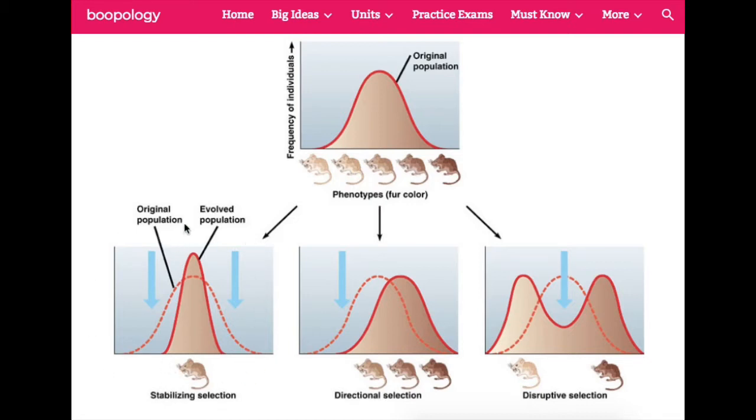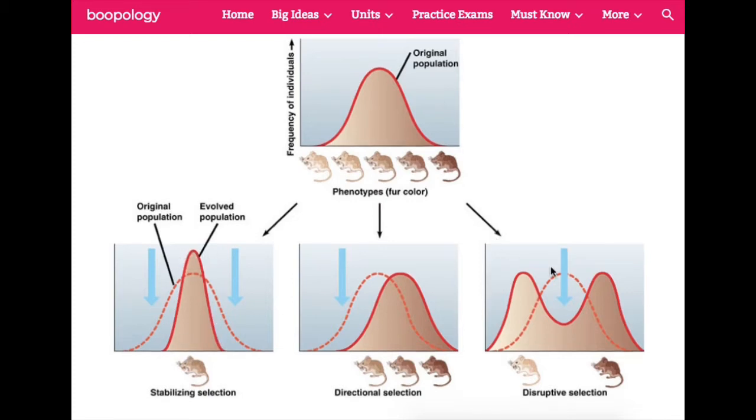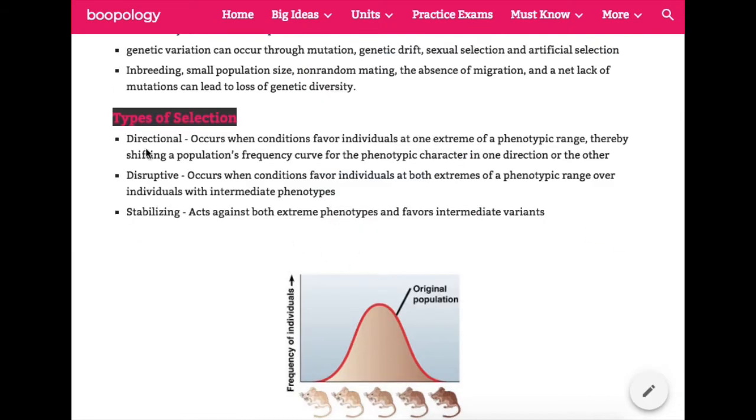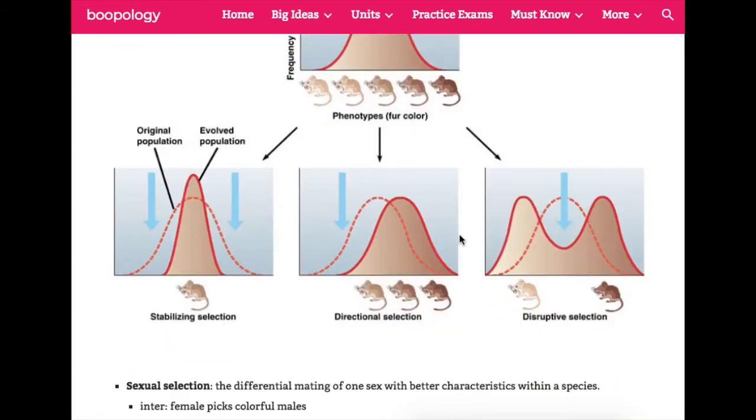And then stabilizing selection happens when the intermediate phenotype is favored. This can be thought of maybe birth weight or the weight of plants. A taller plant might collapse and a shorter plant might not be able to get sunlight, but the plant of the middle height will be more likely to survive, and the graph will show the intermediate evolving more. And then disruptive selection is the opposite. It's when conditions favor the individuals at both extremes.